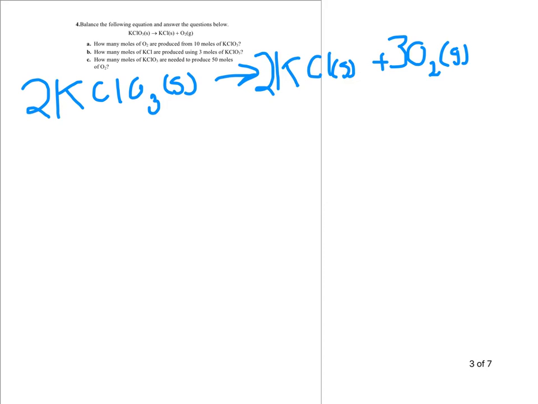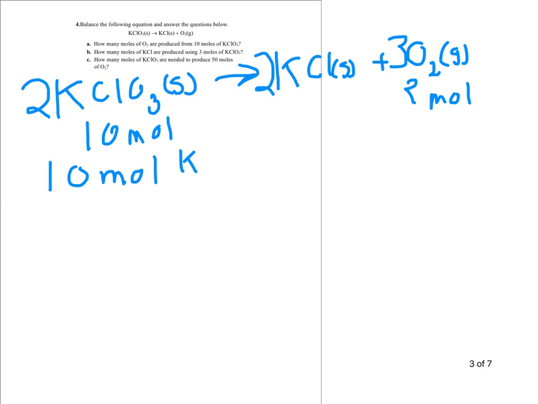And part A asks how many moles of O2 are produced from 10 moles of the KClO3. So we've got 10 moles here, and we want to know how much O2. Moles to moles, so it's a simple one-step problem where we just use a mole conversion. So we've got 10 moles of KClO3.